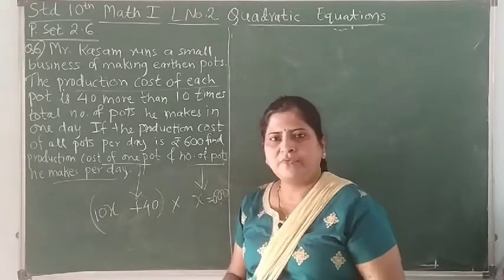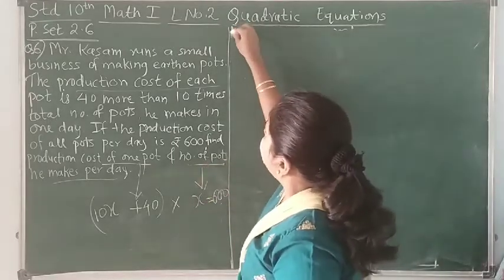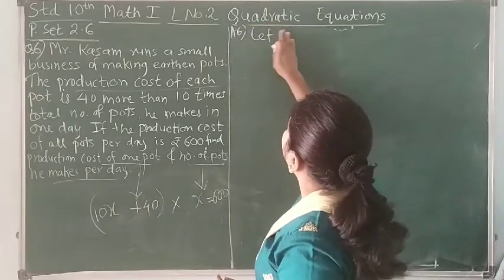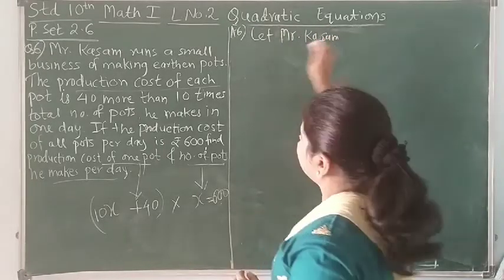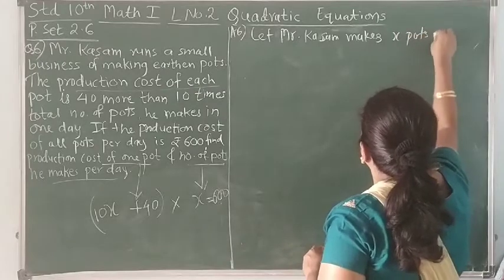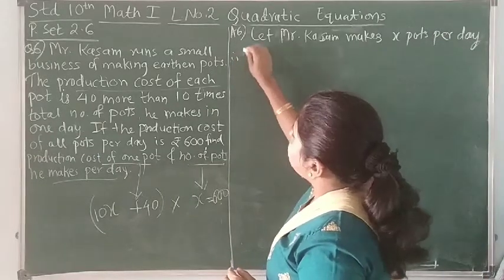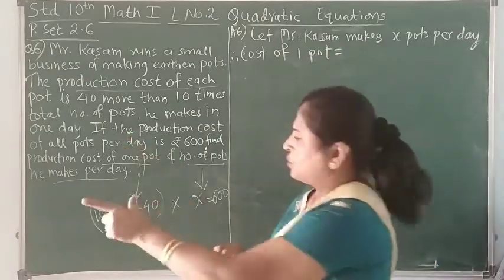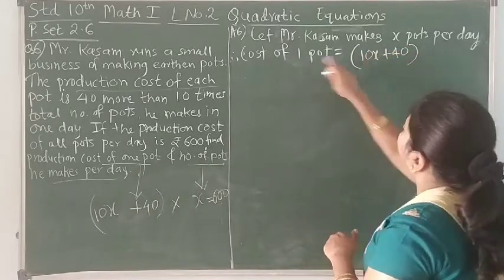So once you have understood this, we will write the answer part. We have to consider this to be X. So the answer to this question 6 is: first we have to write, let Mr. Kasam make X pots per day. Therefore, the cost of one pot is equal to, now we have already thought, so we can copy this part over here, which is 40 more than 10 times the number of pots he made.